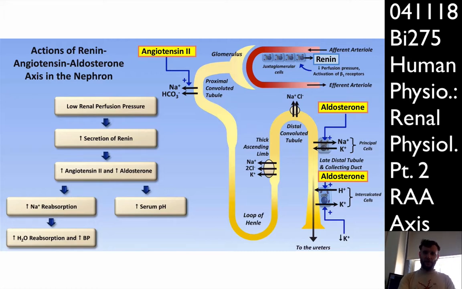Okay, you guys follow that? So angiotensin II works in the proximal convoluted tubules to pull sodium and bicarbonate out, alkalizing the blood, acidifying the urine. And then on the distal convoluted tubule, it's aldosterone that works on the principal cells to resorb sodium and excrete potassium, and then some of that is resorbed by the intercalated cells as it exchanges it for hydrogen ion.